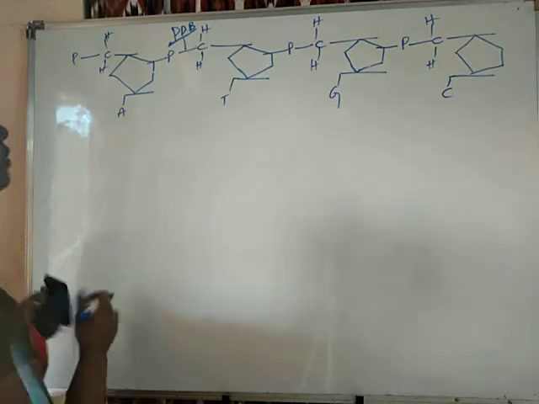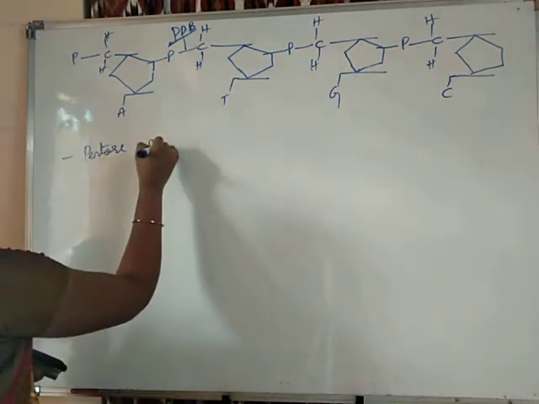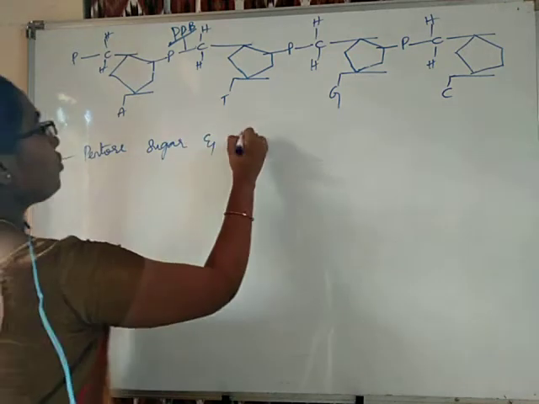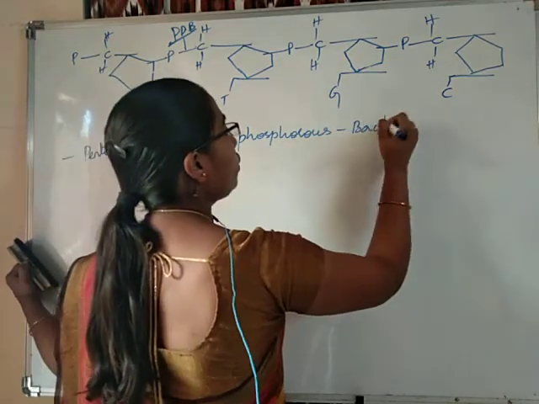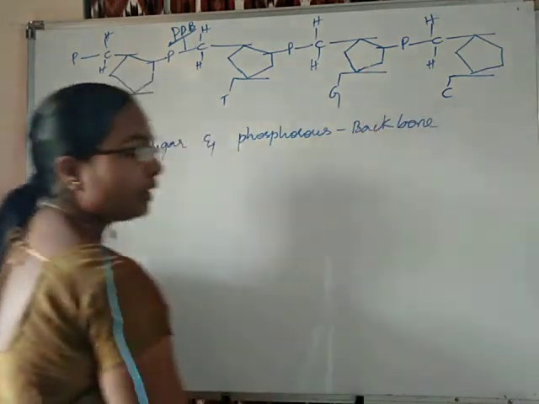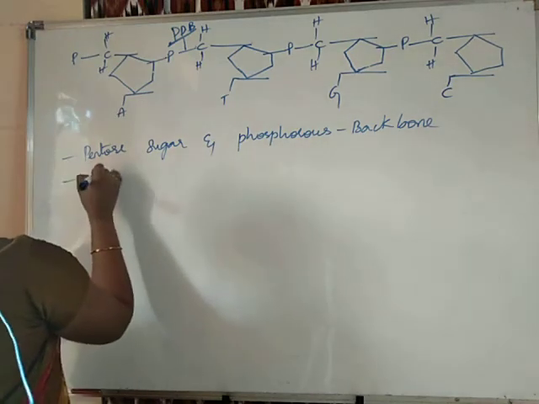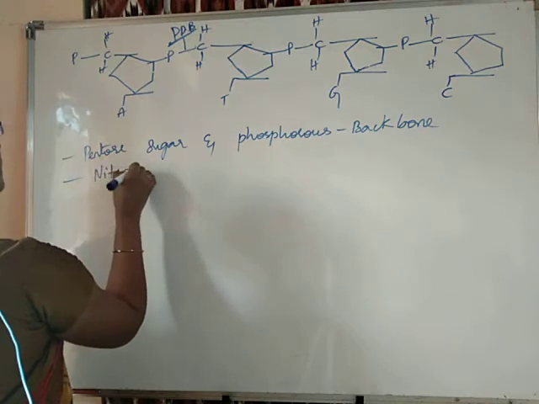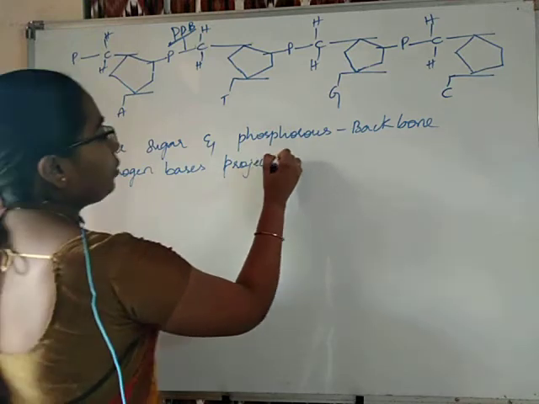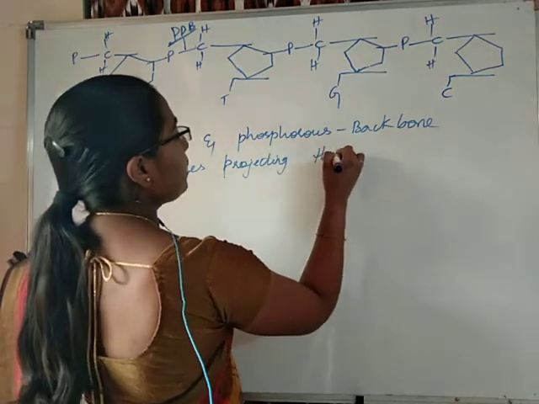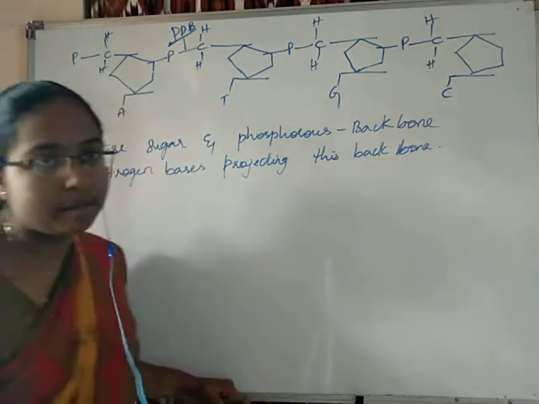So you can observe one more thing: here the pentose sugar and the phosphorus form the backbone of the polynucleotide, whereas the nitrogen bases will be projecting from this backbone.